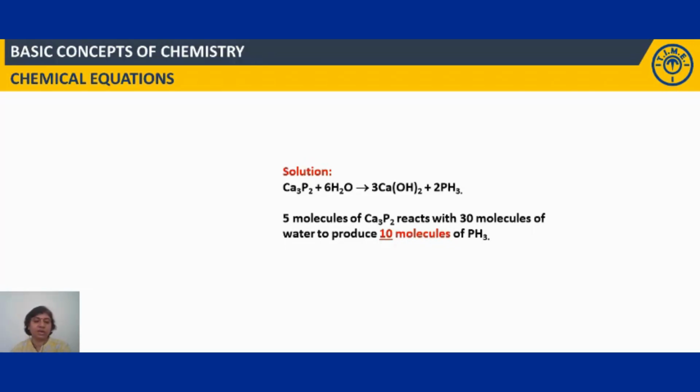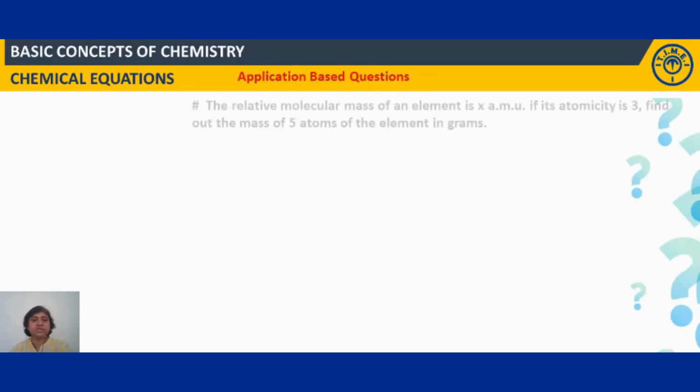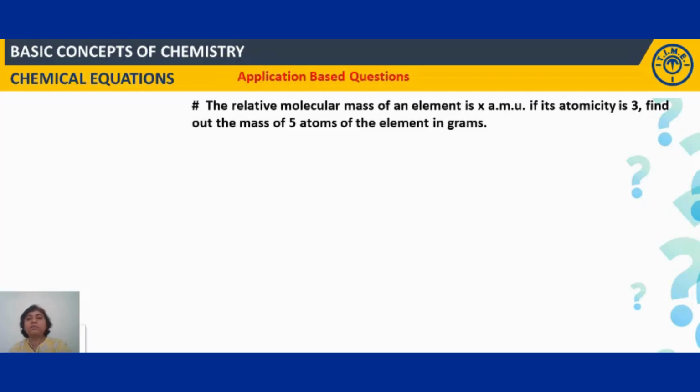Clear? Okay. Good. So the next question is, the relative molecular mass of an element is X AMU. Okay. So what do you mean by relative molecular mass? Okay, let us recollect that. Relative molecular mass of an element is how many times one molecule of that element is heavier than 1/12 of carbon 12 isotope. Since it is a comparison, so it is written relative. Okay, understood? So once again I am repeating. Relative molecular mass of an element is the number of times the molecule of that element is heavier than 1/12 of carbon 12 isotope.